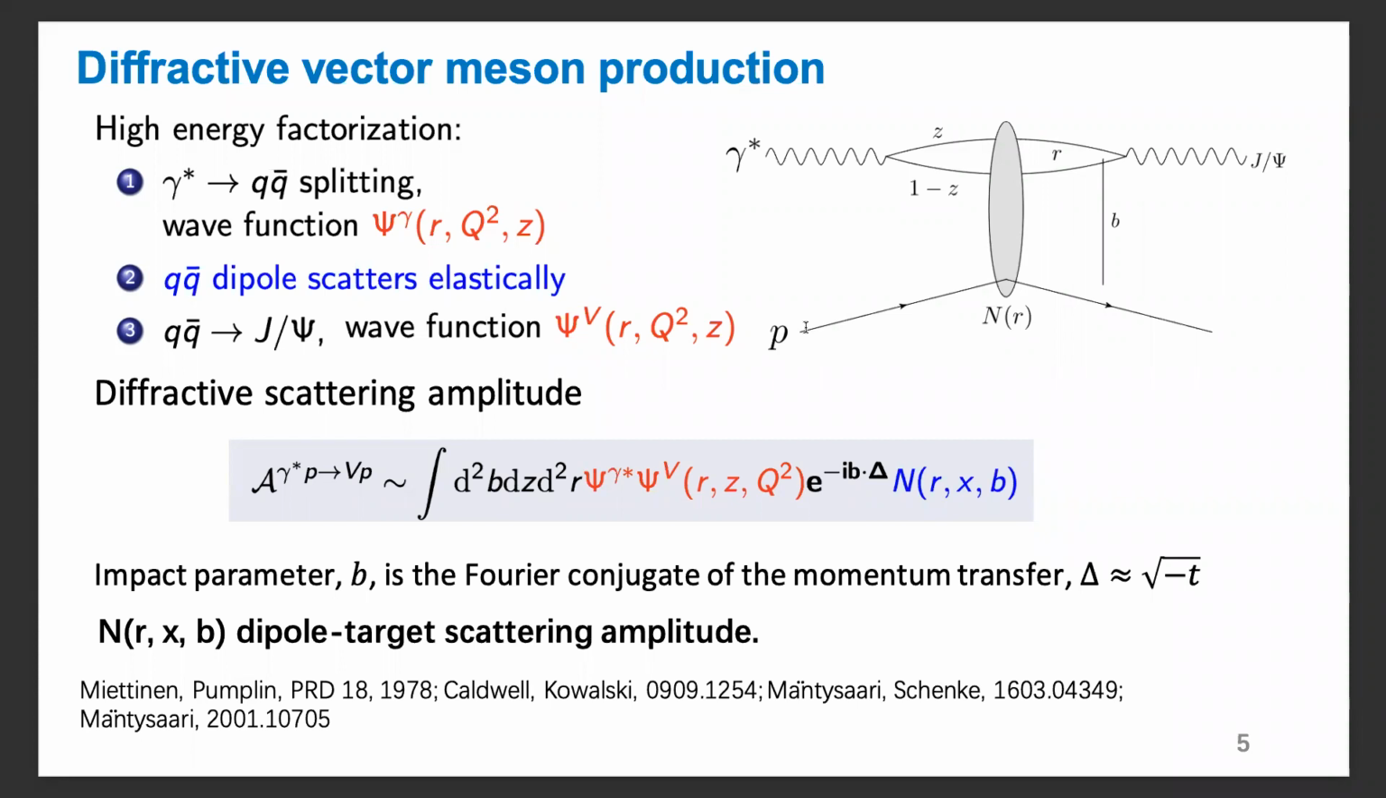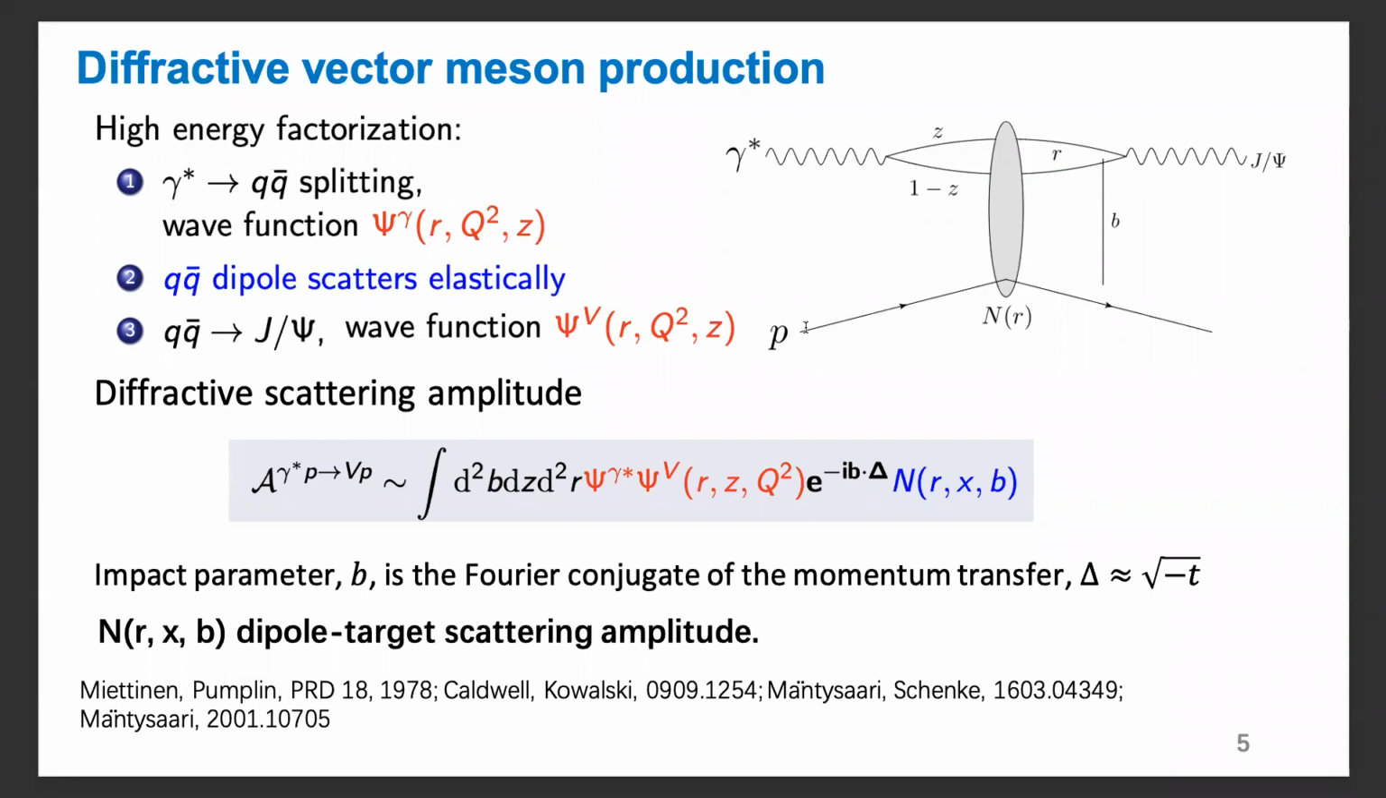And in the framework of the diffractive scattering amplitude, assuming the factorization process, we can get the diffractive scattering amplitude by this formula. This is the whole diffractive process, which is proportional to, first, the overlap of the wave function psi gamma and the wave function of the vector meson. And then this describes the dipole scattering on the target, and then we do the Fourier transform from coordinate space to momentum space. Here, B is the impact parameter.